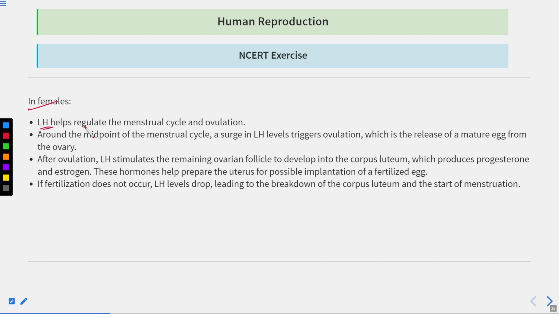The LH helps regulate the menstrual cycle as well as the ovulation. Clear? Now, around the midpoint of the menstrual cycle, which means around 14 days, because the menstrual cycle is 28 days, the LH surge triggers the ovulation, which is the release of the mature egg from the ovary. Now, after the ovulation, the LH stimulates the remaining ovarian follicle to develop into the corpus luteum.